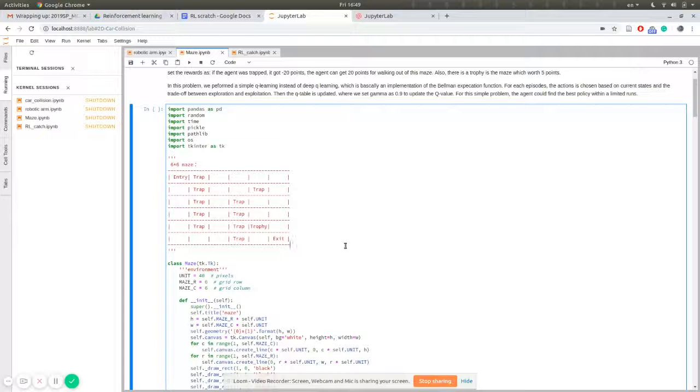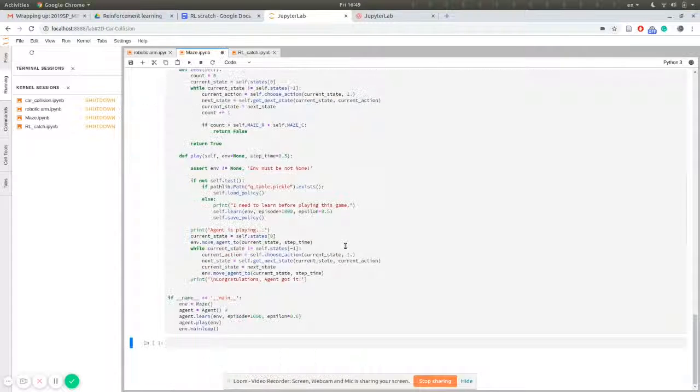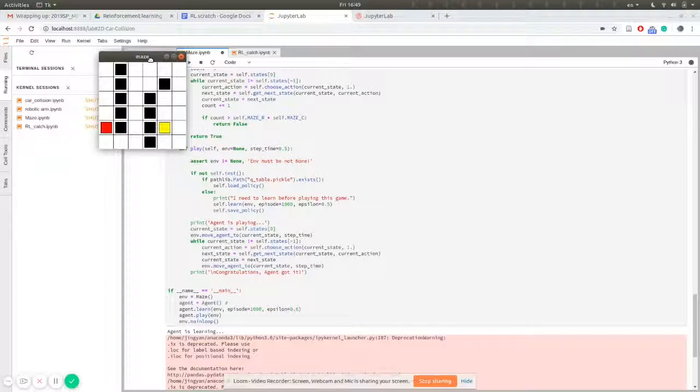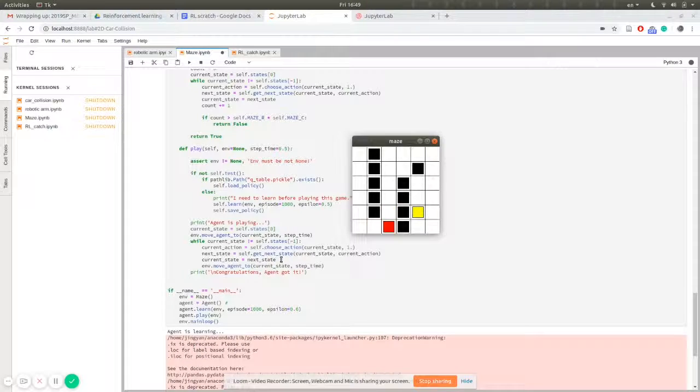We set the rewards as follows. If the agent was trapped, it got minus 20 points. The agent can also get 20 points for walking out of the maze. Also, there's a trifle in this maze which is worth 5 points.